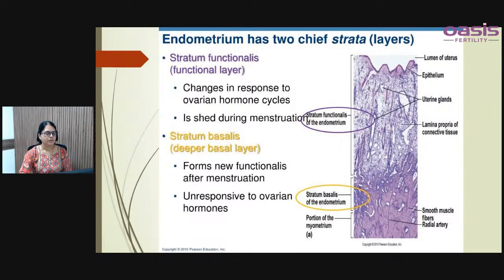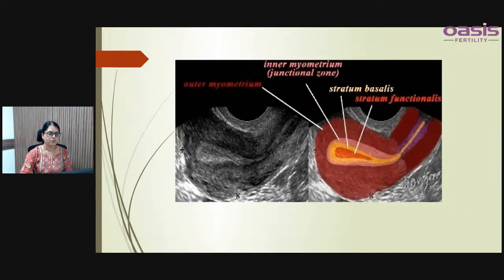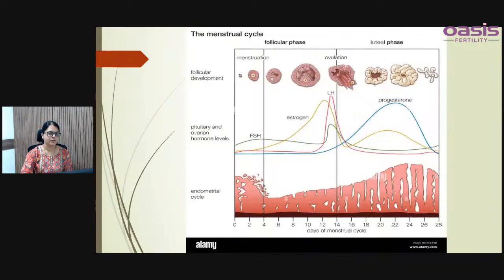The endometrium is again divided into two layers. The first is the stratum functionalis, which is the functional layer of the endometrium, and this layer changes in response to ovarian hormonal cycles. This is the layer which is shed during menstruation. The other is the stratum basalis, which is the deep basal layer of the endometrium. After shedding of the endometrium during menstruation, this stratum basalis forms a new functionalis layer, and this layer is unresponsive to ovarian hormones. So these are the two layers of the endometrium. This slide is showing the stratum basalis and stratum functionalis.